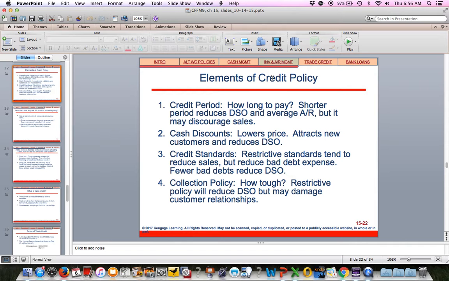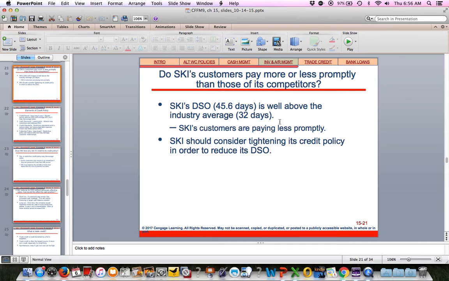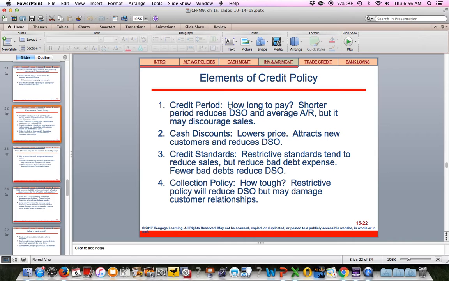So the question then becomes, in the credit policy, what items do we change? The credit period: how long do we let our customers pay us back? Do we go with a 30-day period, a 45-day period? Maybe right now we're selling on credit to our customers saying you have 45 days to pay us back. We don't know what the credit terms are, but whatever it is, it's longer than the industry average. The shorter the period means the quicker I receive cash, and the quicker I receive cash, the better off I am. Everybody knows that.